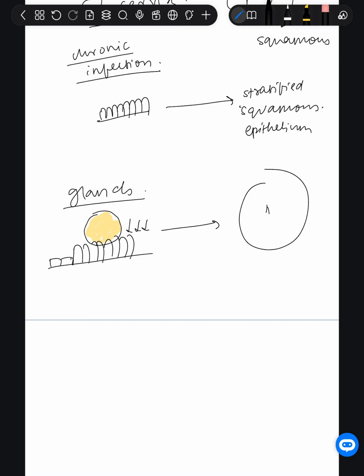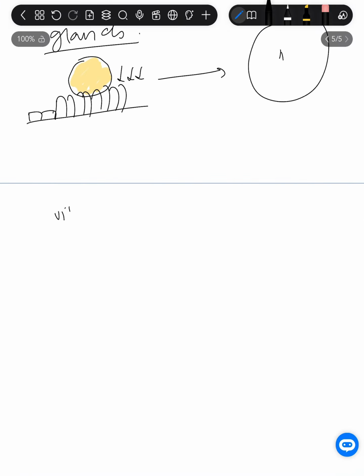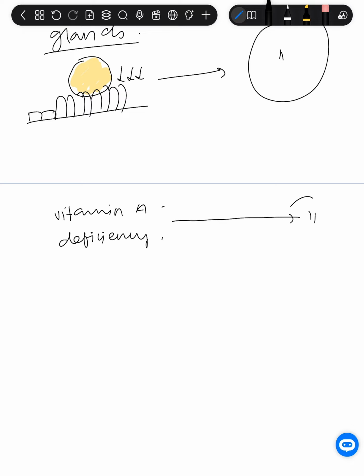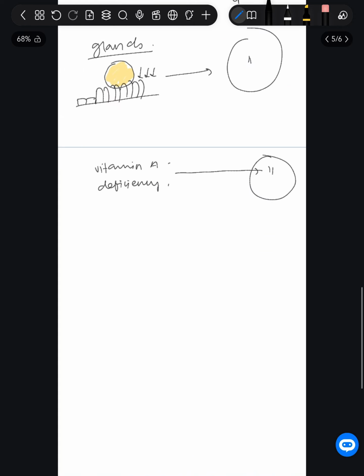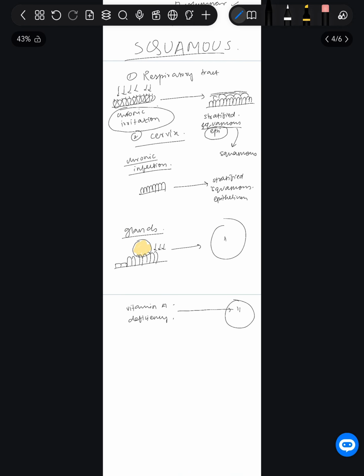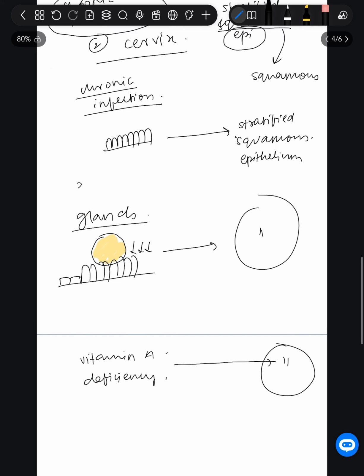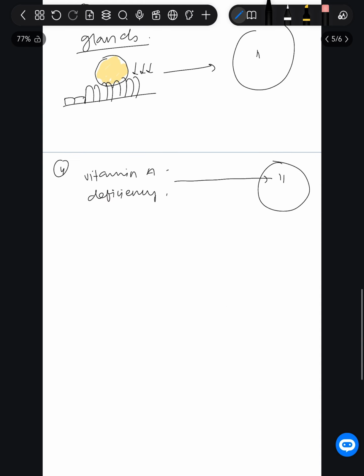The fourth example which we should remember is vitamin A deficiency. In vitamin A deficiency, it changes into squamous metaplasia again. I'll be discussing what happens a little later, but for now remember that vitamin A deficiency will cause squamous metaplasia. So these are the four examples that are very important. You should know them, and if you write these 3-4 examples, that is more than enough to fetch you nice marks also.